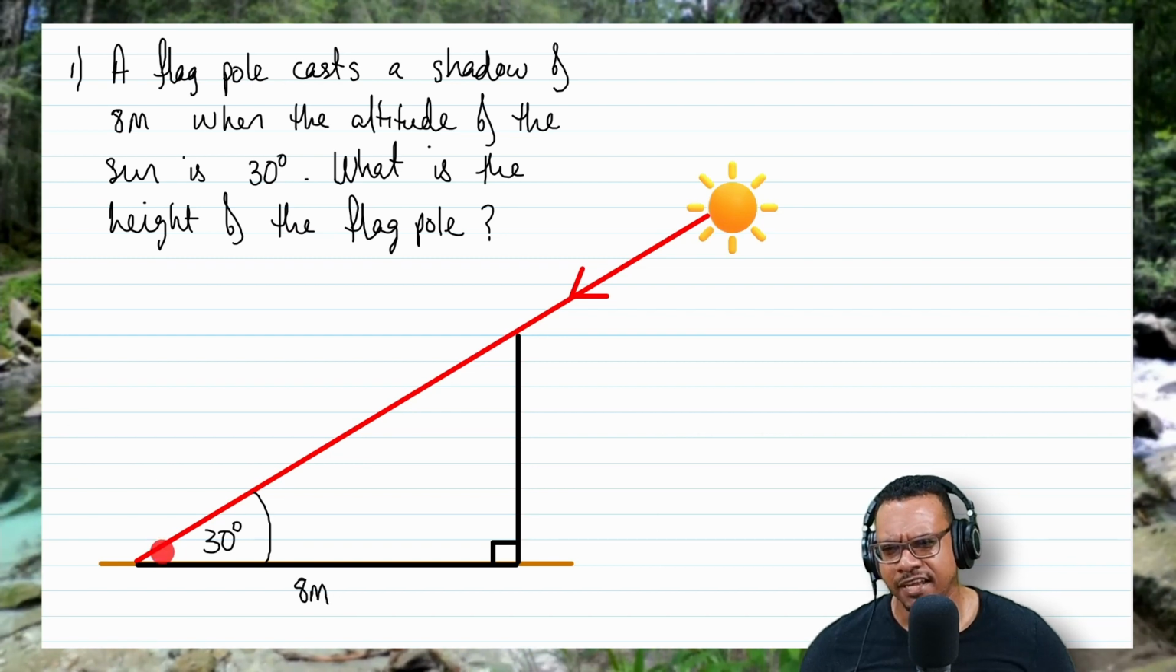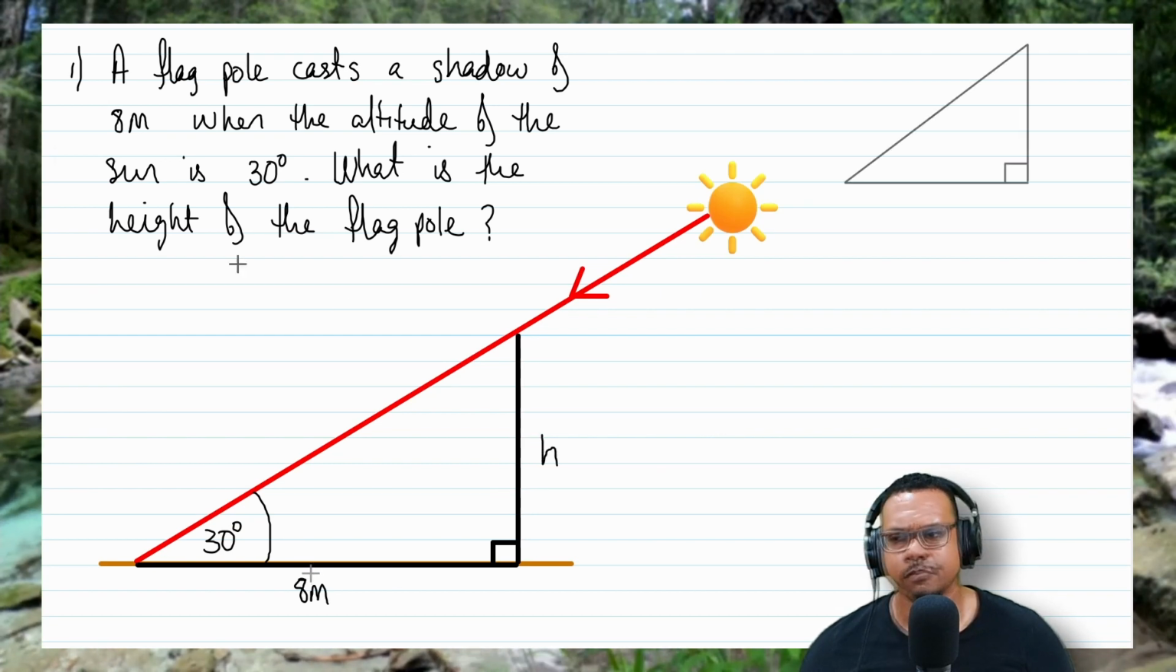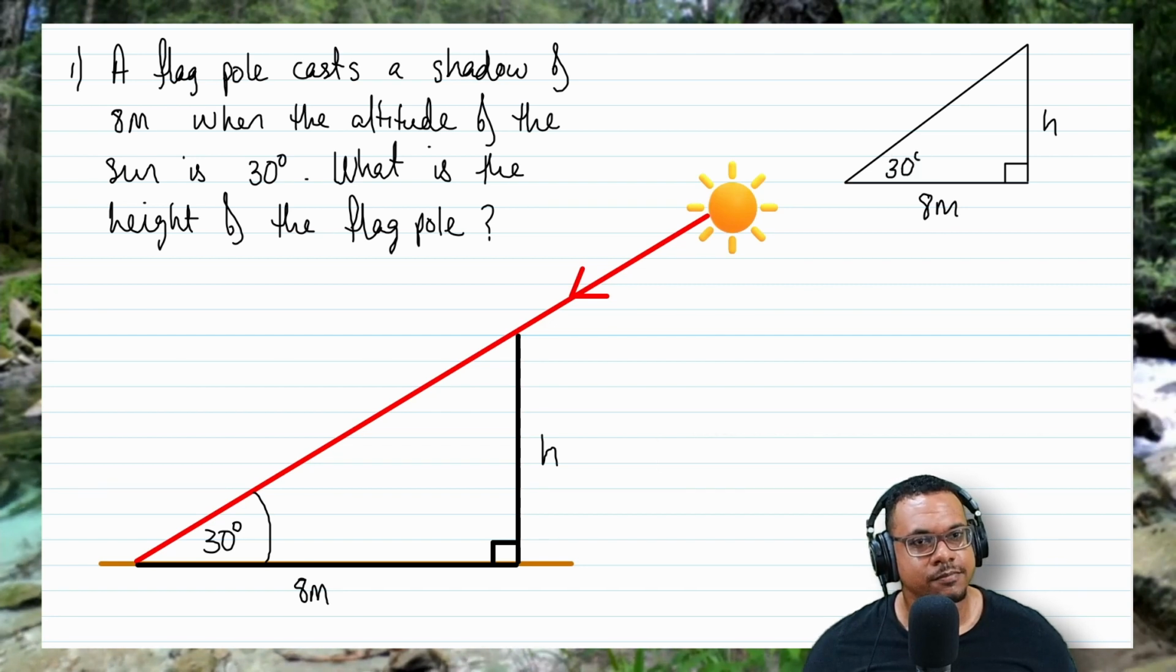So what we have here is a right angle triangle, with this side being 8 meters, this angle being 30 degrees. And what we want to do is find the height of the flagpole. So here would be H. So I just drew a right angle triangle here. We're going to put in the sides H for the height of the flagpole and 8 meters here. We're going to put in the 30 degrees.